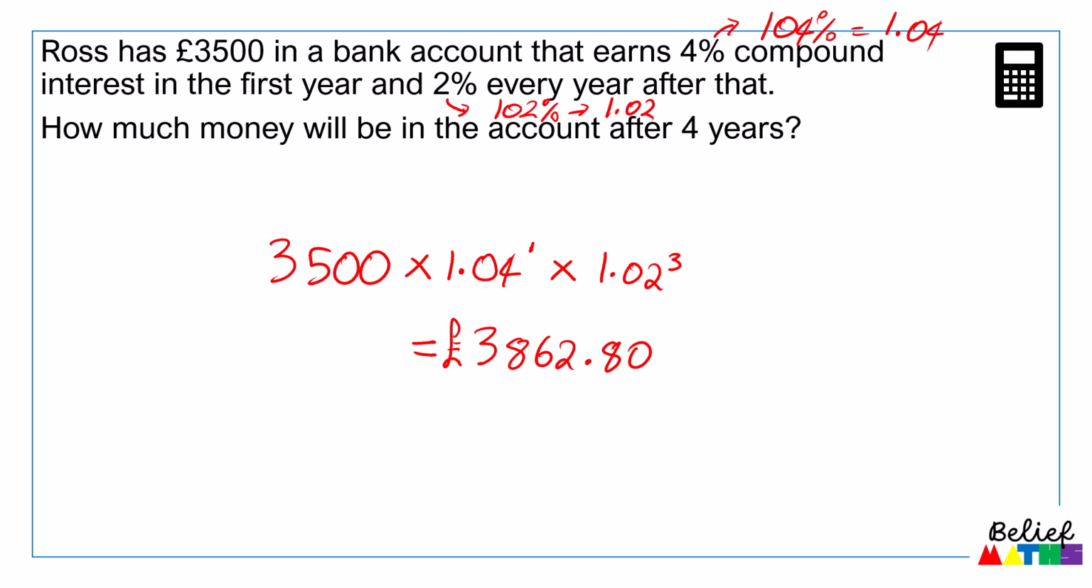So again, we find each of our multipliers, we raise it to the power for the number of times we're going to use it or the number of years, and then multiply it all in one go. We can use varied ones together, and that gives us our answer. So £3,862.80.